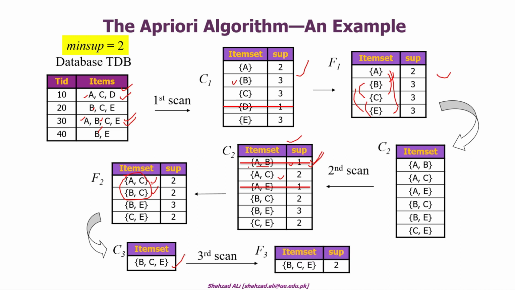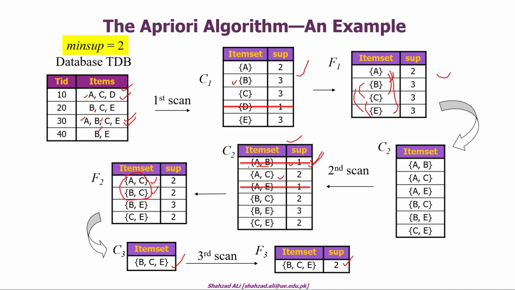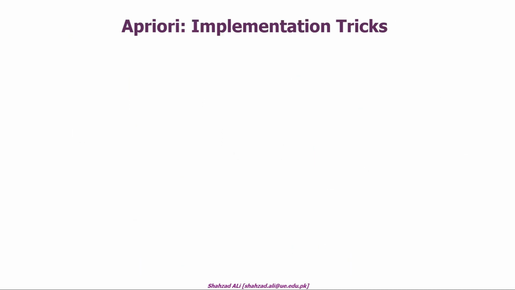So from this we again go against the database and calculate its support count, which is 2. So this is our frequent 3 item set, or frequent item set of length 3. So this is an example of the a priori principle, or a priori algorithm. Here we discuss some implementations of the a priori algorithm.